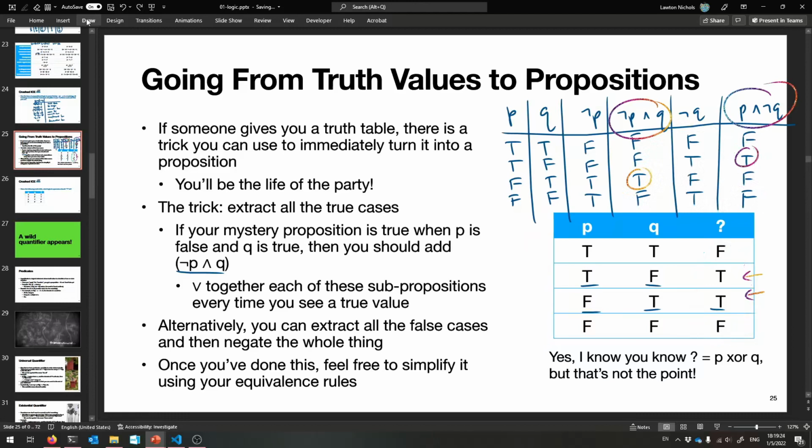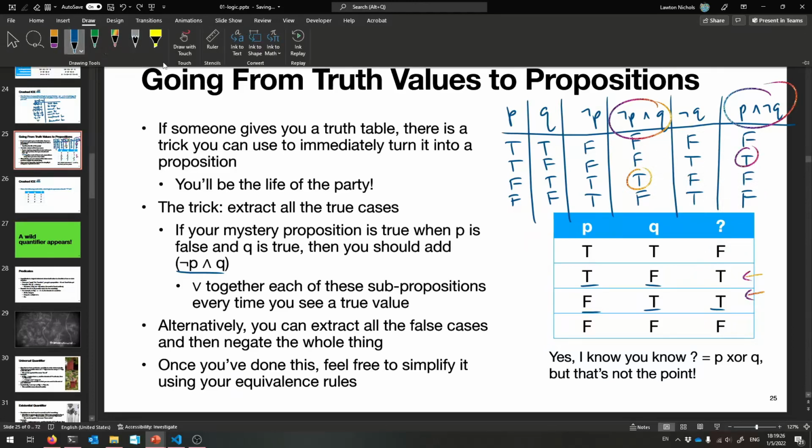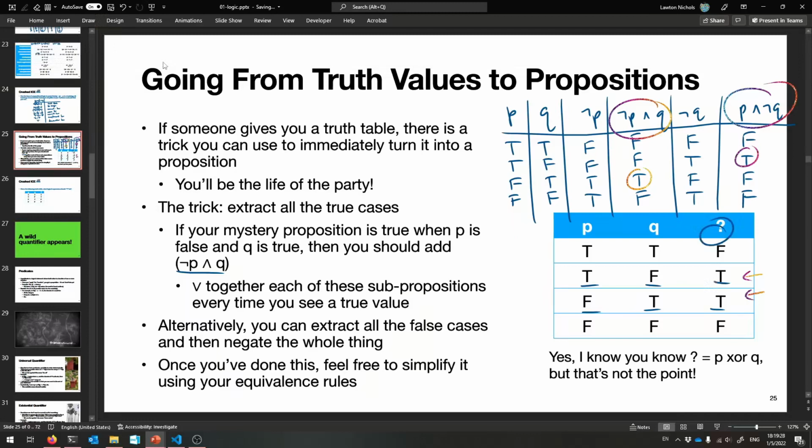That is how you can make this work. So this final answer should be (not P and Q) ORed with (P and not Q). Okay, so it was each of these. Those each gave us one of the trues in one of the rows. If we just ORed them together, we'd have the true in both of those rows. Does that make sense?